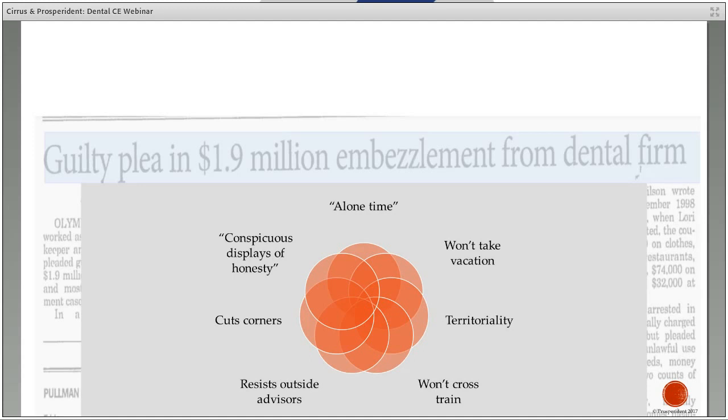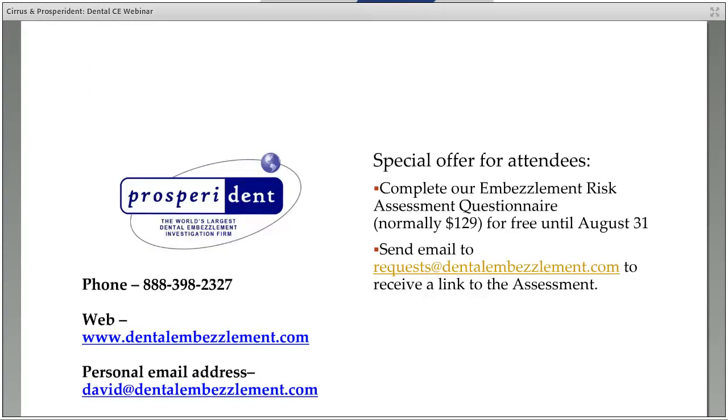These people will resist the involvement of outside advisors. The embezzler is the person who says to you, no, you don't need to hire a consultant. I can help you. They will be seen cutting ethical corners, and at the same time, they will keep telling you repeatedly how honest they are. So those are some of the behaviors that we see among embezzlers.